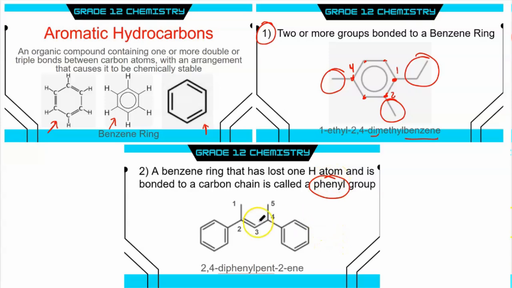So in this case, we have a 1, 2, 3, 4, 5 carbon chain, so that's pent, with a double bond at 2. Again, we're going to prioritize that double bond. Then we have phenyl groups at 2 and 4. So we're going to call it 2,4-diphenyl pent-2-ene. Got that?